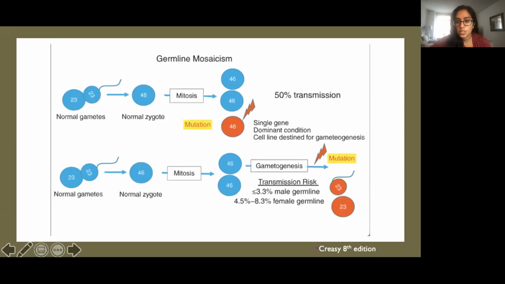However, when the change occurs in one of the cell lines destined for gametogenesis well beyond the early zygote, the recurrence risk can be 4.5 to 8.3%, and it's higher when the parent of origin is female. In turn, the affected offspring can expect to transmit this to 50% of their offspring. This wide range of recurrence risk in the index generation makes prenatal genetic counseling very difficult when germline mosaicism is suspected.